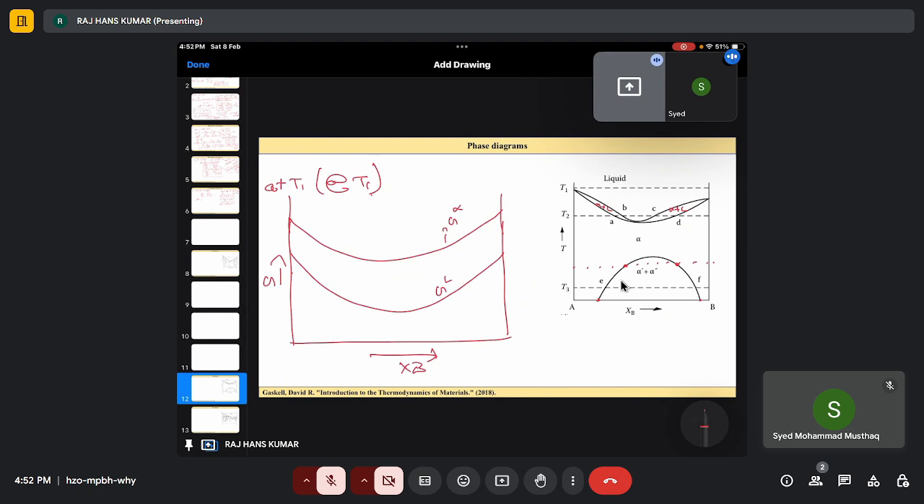G HCl and G alpha. Now again, what I'm going to assume is that alpha will transform into alpha dash plus alpha prime, plus alpha, and all these phases have the same crystal structure. That's what I'm assuming now. Okay, so this is my assumption.